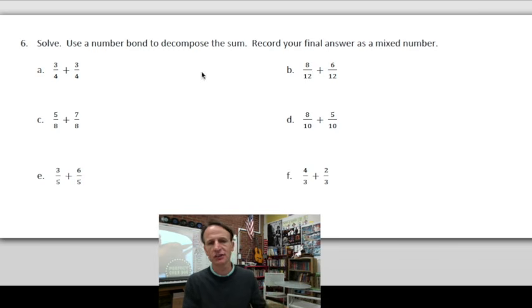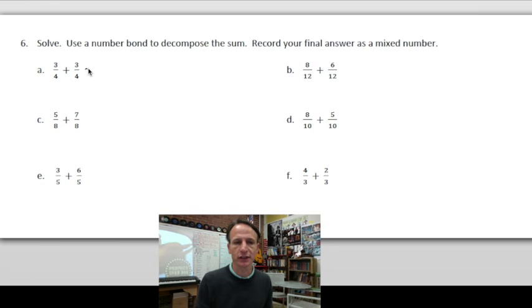We're going to solve and use that number bond to decompose the sum and record the final answer as a mixed number. No problem. All right, so let's start off here. 3/4 and 3/4. Well, 3 and 3 are 6. And what are we talking about, Ed? We're talking about fourths. All right, and so let's decompose that.